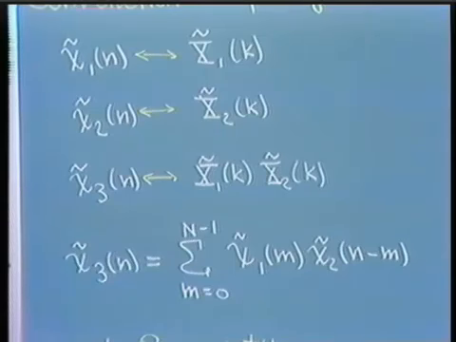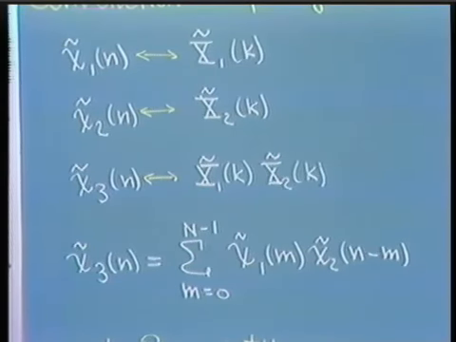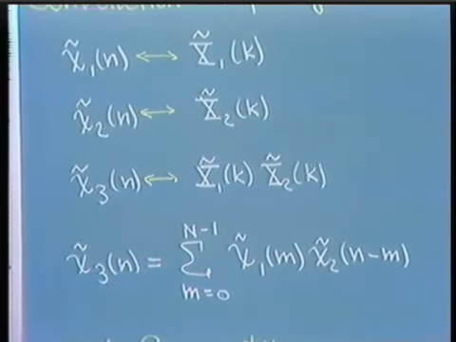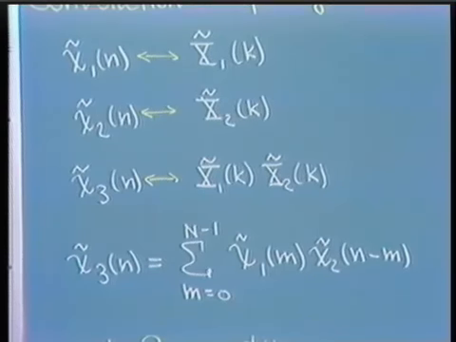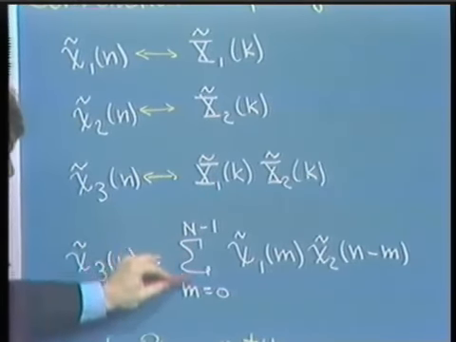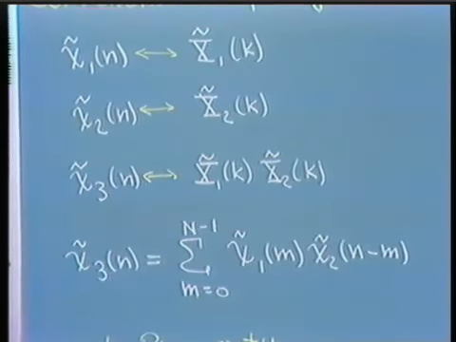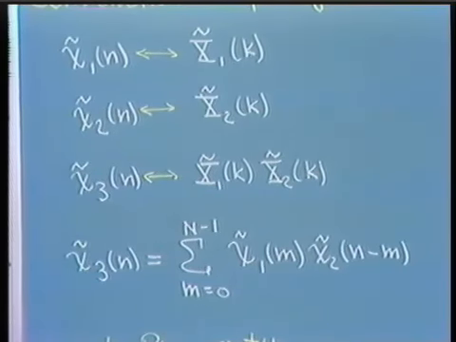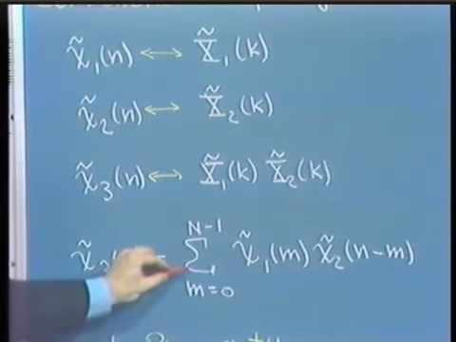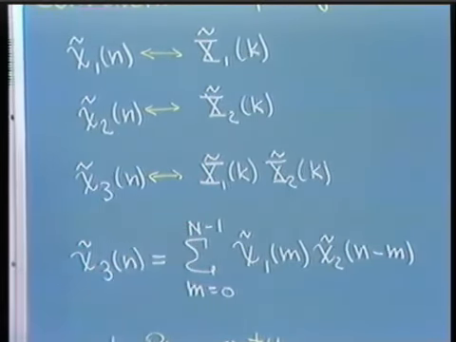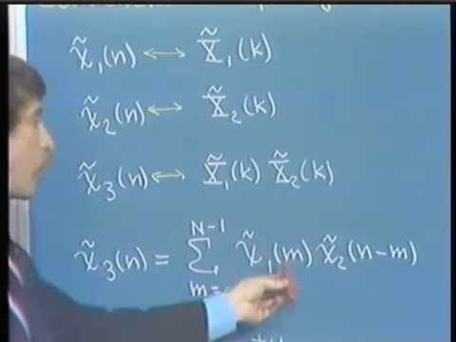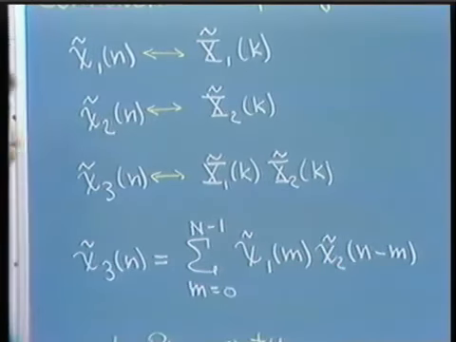Well, that looks exactly like a convolution with one important difference, and that is that the limits on the summation don't go from minus infinity to plus infinity as they did in the case of the Fourier transform and Z transform. Ordinary linear convolution, as we've always been talking about it, involved a sum from minus infinity to plus infinity of x1 of m, x2 of n minus m.